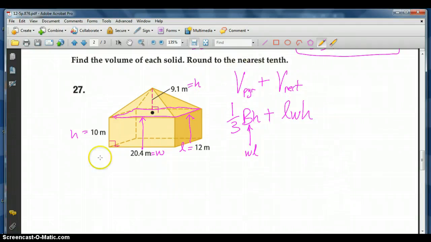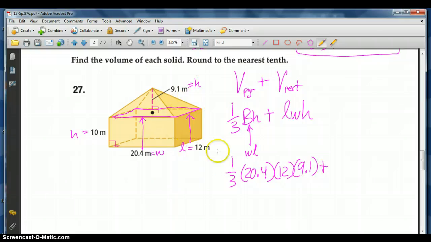So we can substitute everything in here, and we have 1/3 area of the base, so width times length, height of the pyramid is 9.1, and length times width times height of the prism is 10.